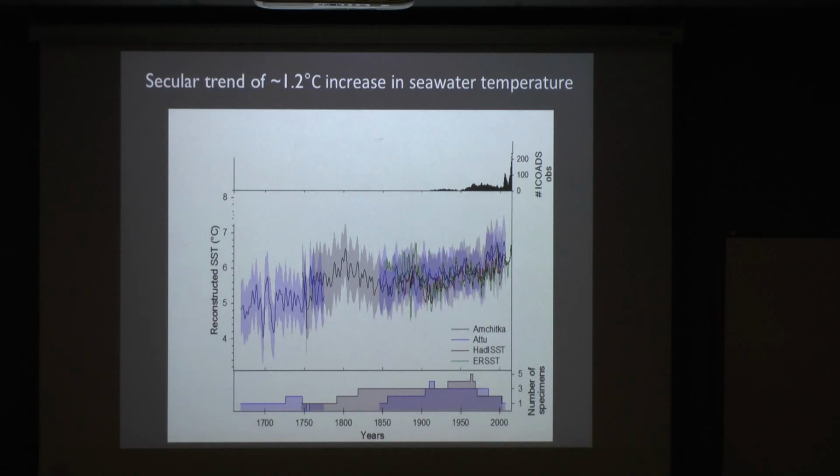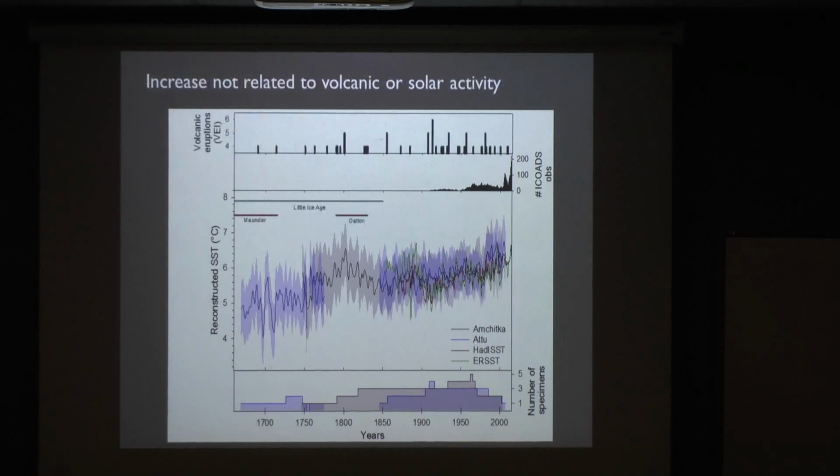And the big point from this is what we're showing is this 1.2 degree increase in seawater temperature since 1665. So next, of course, we want to try and determine what's causing the increase in temperature. This isn't necessarily consistent with some of the other oceanic or atmospheric records. So we looked at two different variables.